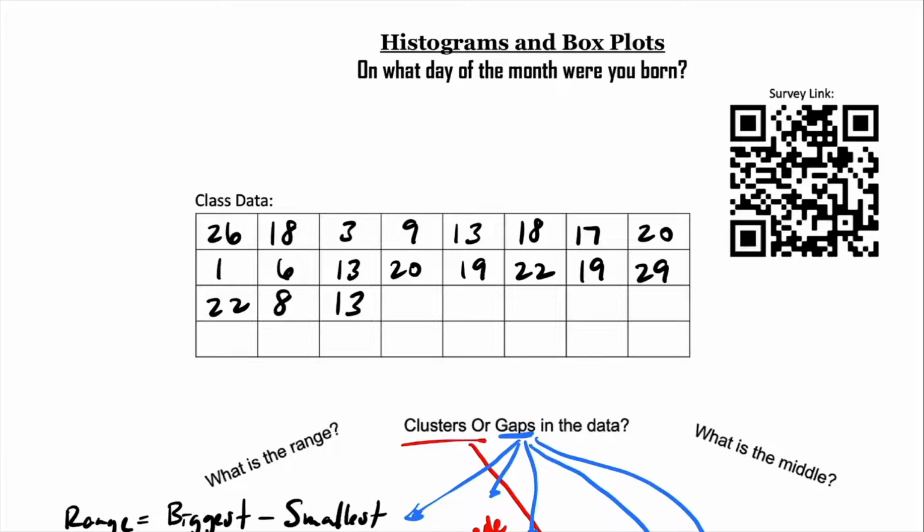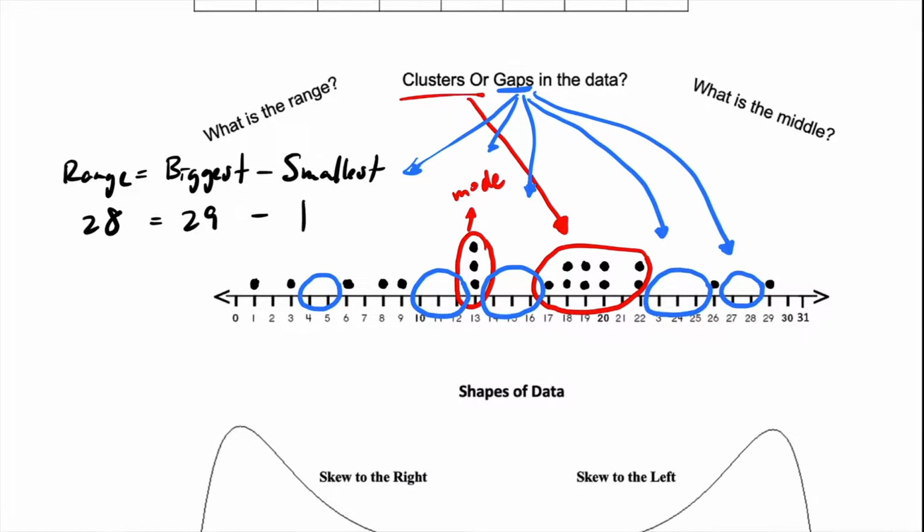Okay, guys. So yesterday we looked at data from you guys. You created this data. It's based on the day you were born. So there were 19 of you. The date you were born, we wrote it down there. We did a couple things with it.